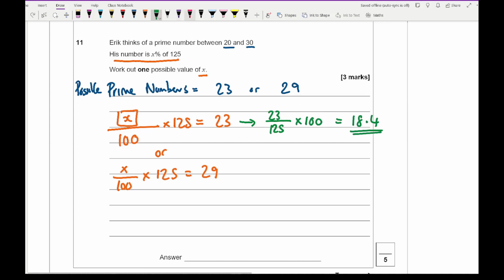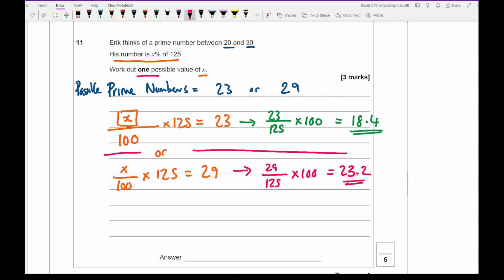Or alternately, and you definitely don't do both because you would lose marks if you did both. You only need to do one of these. So it's either the top line or the bottom line. So for this we just need to do 29 divided by 125 multiplied by 100, and you should have the answer of 23.2. So any of those two answers, but only one of those answers, will be enough to get you the full marks.